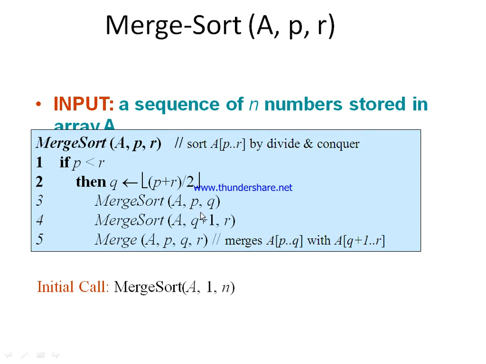So A, P, Q, where Q is 4, and Q plus 1 from 5th to 8th. Call this again. Here A and P is 1, R is 4, 1 plus 4 is 5, 5 by 2. P is less than R, 5 by 2 means 2.5, that is again divide this into 2, 2, and call this again. A, P, 1, 2, 1 comma 2 and Q 3 comma 4.